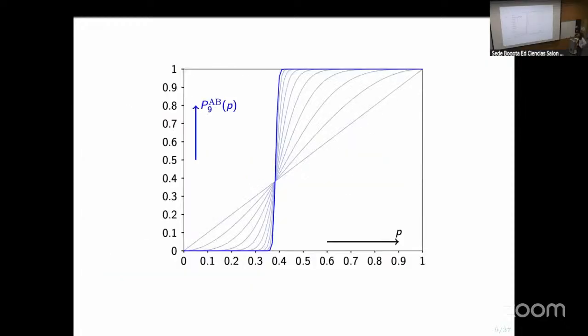I have here some pictures. This is P, and here I have the probability of a winning strategy, and each of these curves corresponds to a different n. For example, n equal to 0 is the diagonal, n equal to 1 is this one here, and the highlighted one corresponds to n equal to 9. That means that each of the two players moves n times. And you can see here that there is a sharp transition when n goes to infinity.